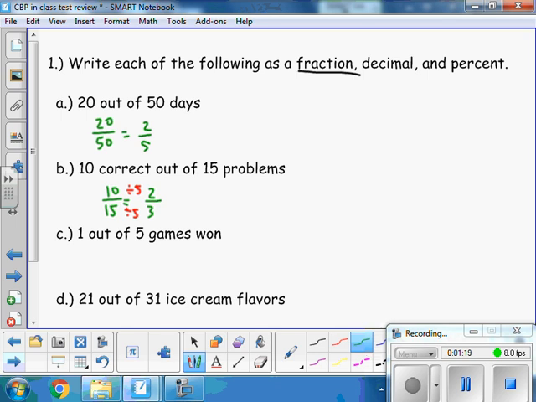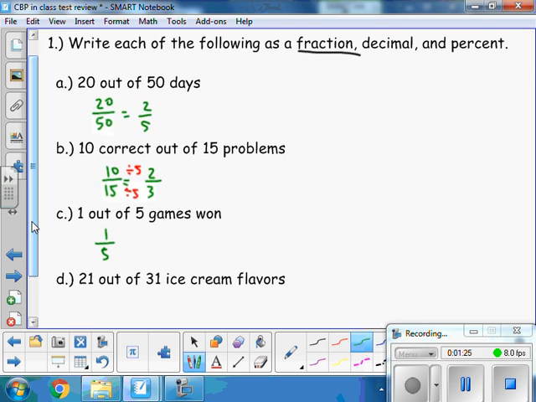Woohoo! 1 out of 5 games won. That's 1 out of 5. I'm going to leave that alone. And then the bottom one says 21 out of 31 ice cream flavors. So that's 21 out of 31.